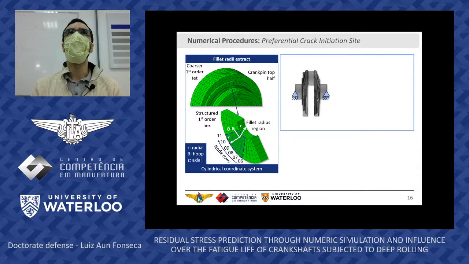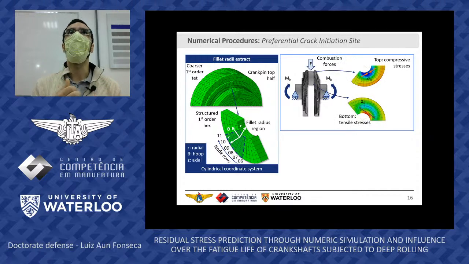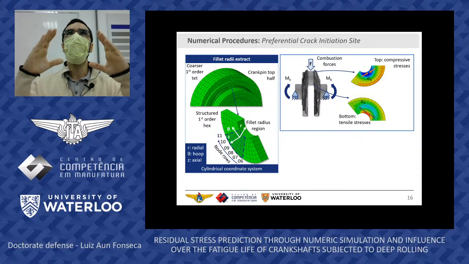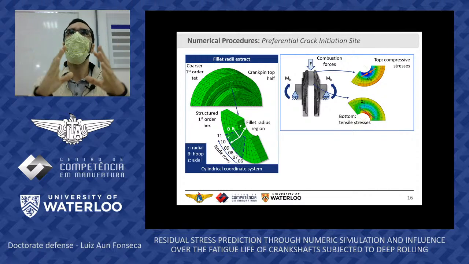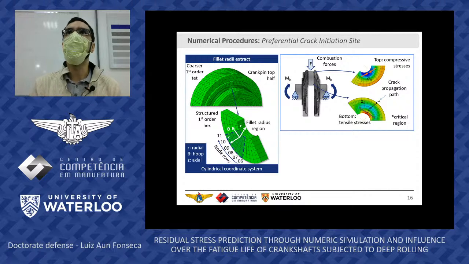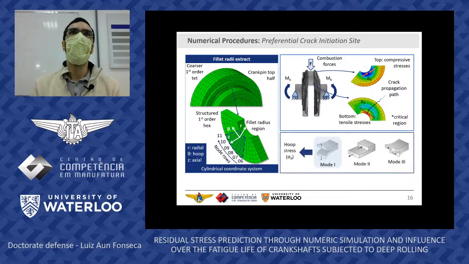So again, if we think about a crankshaft that is supported by the bearings, and combustion forces occur at the top, that center, we will experience a bending moment acting to compress the top part, but to bring tensile stresses into the bottom part. And if we think that fatigue would mainly occur when we have tensile stresses during cyclic loading and local plastic deformation, this bottom part here is the critical region for us to assess. So we are expecting a mode 1 type of crack here to appear in the bottom part in the hoop stress direction. So let's focus on that.